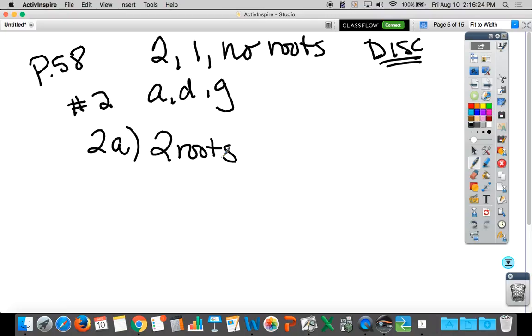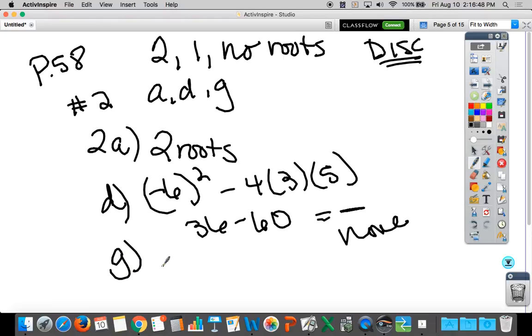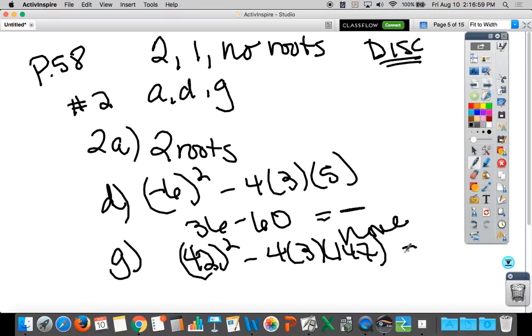All right, D was the next one. So I've got negative 6 squared minus 4 times 3 times 5. So that's 36 minus 60. So that's negative. So how many roots does that one have? None. Okay. That was D. And G, I can't do, well, no, wait a minute. Yeah, I can't do that. 42 squared minus 4 times 3 times 147 equaled 0, so there was 1 root.